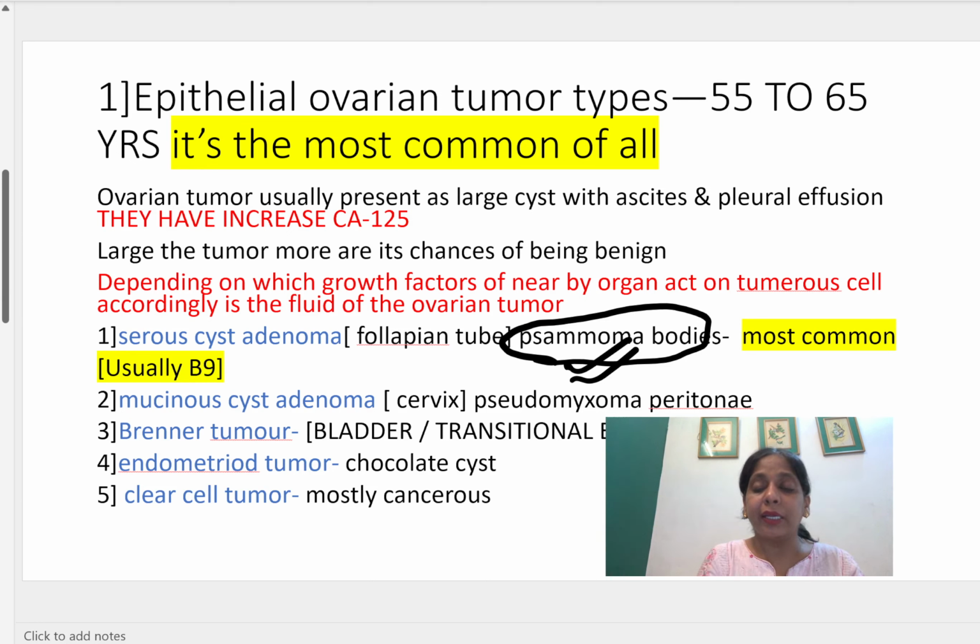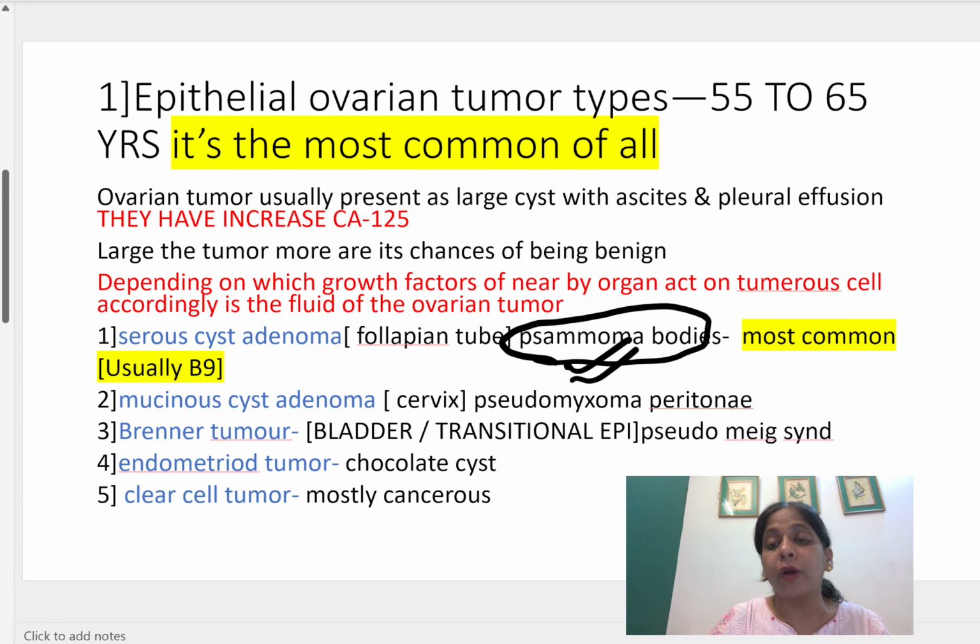Okay, now another subtype of the epithelial ovarian tumor is the Brenner tumor. Here the epithelial tumorous cells are influenced by the bladder, and when we remove this tumor by surgery and send it for histopathology, then just as transitional cells are found in the bladder, in a similar way transitional epithelium cells are found here. Okay, and this tumor is also associated with Meigs syndrome. Soon, after a few minutes, we will discuss what Meigs syndrome is.